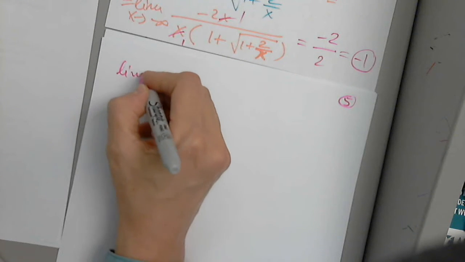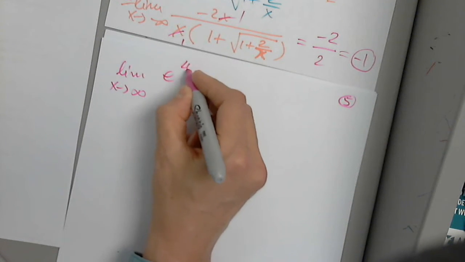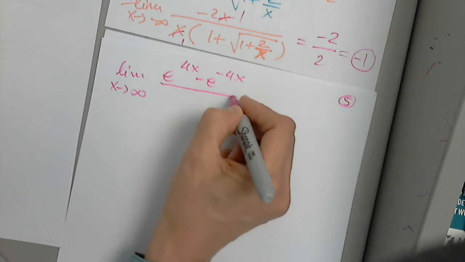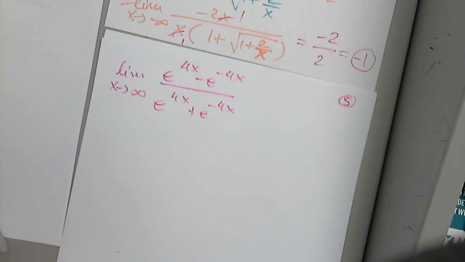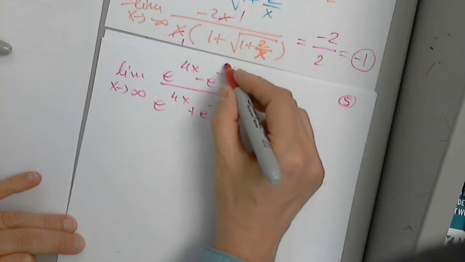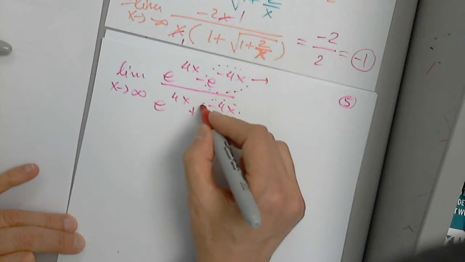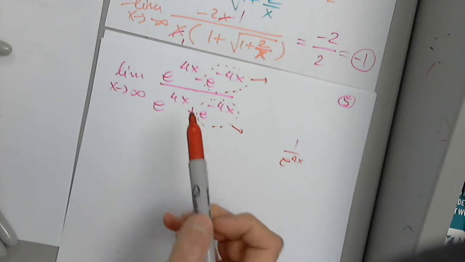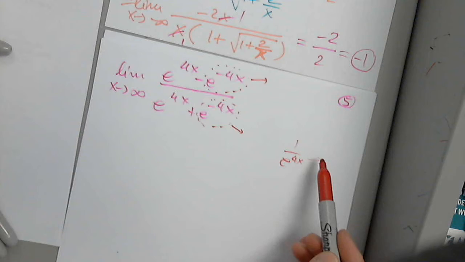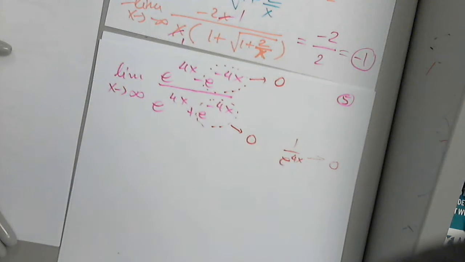Okay, so limit as x approaches infinity, e to 4x minus e to negative 4x over e to 4x plus e to negative 4x. Where does this go? And where does this go when x approaches infinity? Remember, that is 1 over e to 4x. So when x approaches infinity, where does this go? Of course. The negative power brings the expression to the denominator.